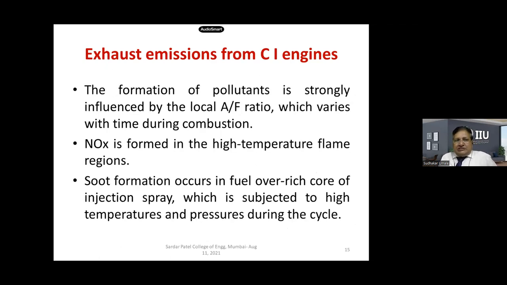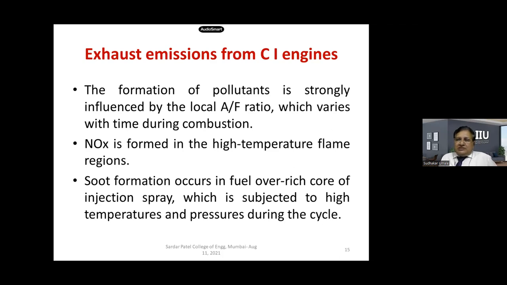Exhaust emissions from CI engines: the formation of pollutants is strongly influenced by the local air fuel ratio, which varies with time during combustion. NOx is formed in the high temperature flame regions. NOx is not generated by the fuel. NOx is generated by high temperature, more than 1500 degrees centigrade. Air contains nitrogen and oxygen. At high temperature, oxygen combines with nitrogen, forming NOx, which is dangerous or harmful to humans. Hence, we have to control high temperature flame regions. We will discuss later how to control them.